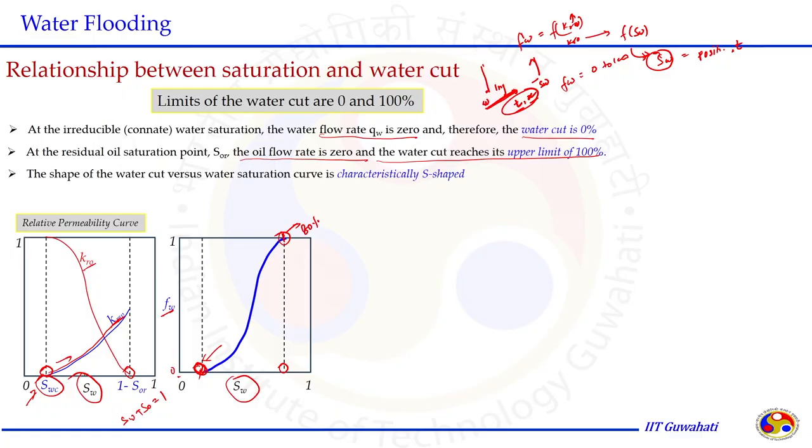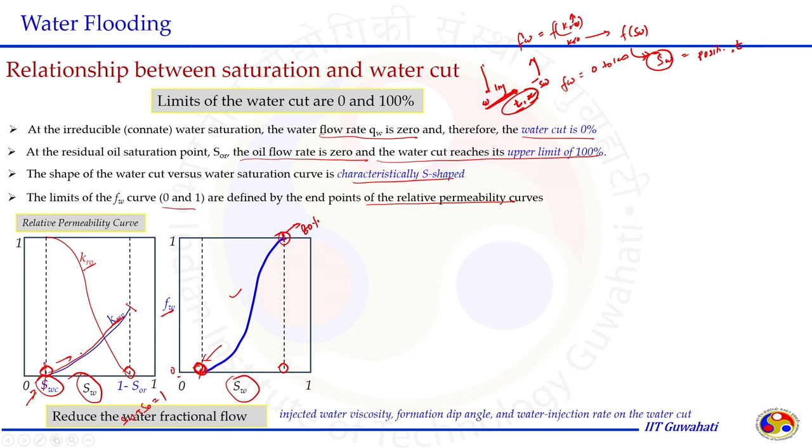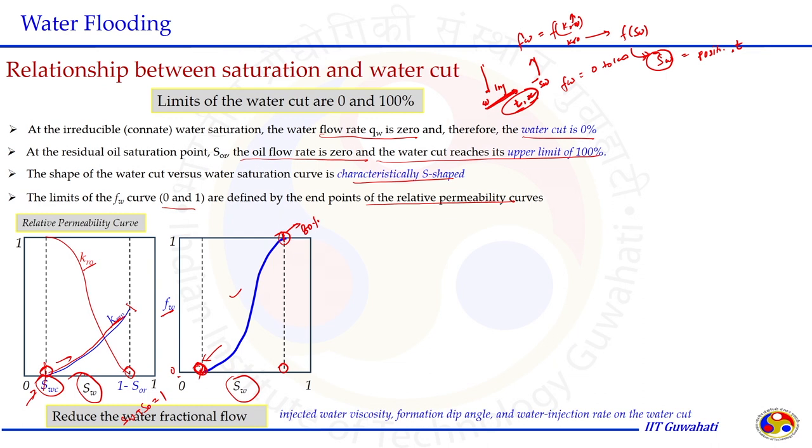The shape of the water cut versus water saturation curve is characterized by the S shape, that is here. And then the limit of the FW will be between 0 to 1 and defined by the end points of the relative permeability curve. So these are the end points of the relative permeability curve. The objective of water flooding is to reduce the water fractional flow. We don't want the water to reach the production well very fast. It should spend time, it should push the oil, and the front of the water should not be moving at a faster rate. So reducing the water fractional flow is the objective.